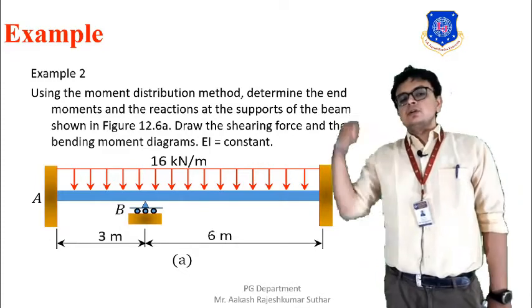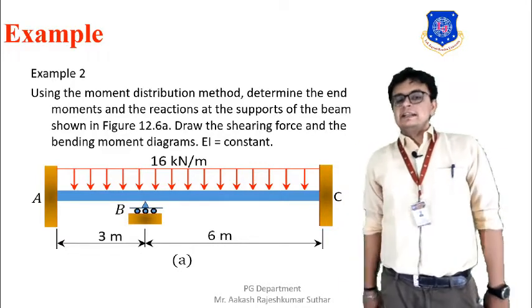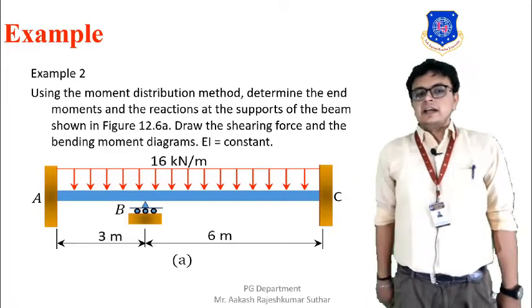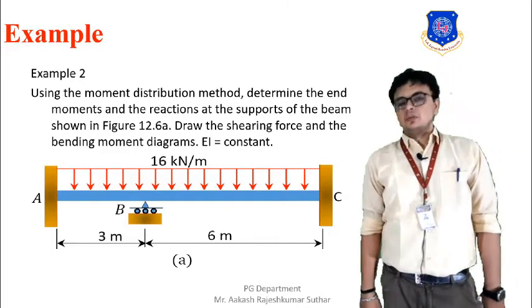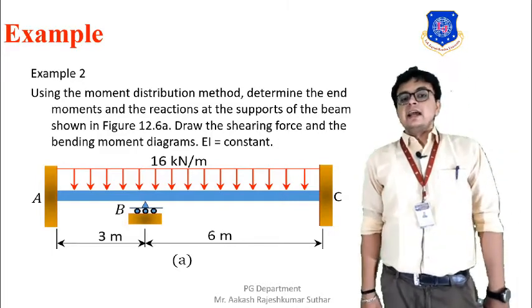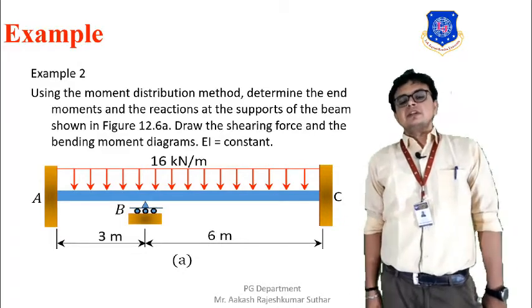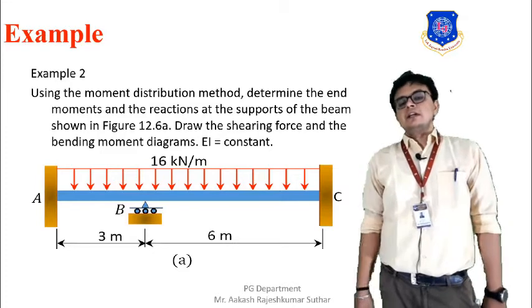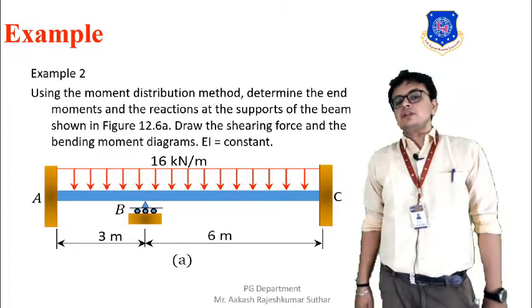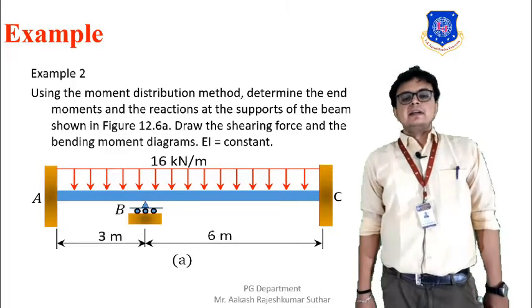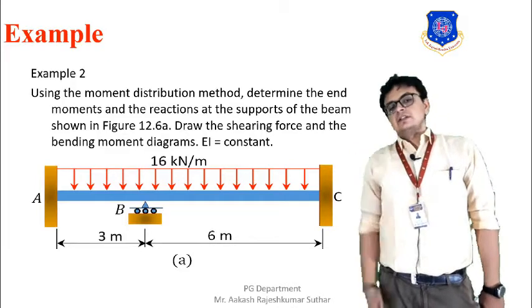You can see over here the example is example number 2. The question is: using the moment distribution method, determine the end moments and the reactions at the support of the beam shown in the figure given below. Ultimately, what we have to do is draw the shear force and the bending moment diagram for the given figure.